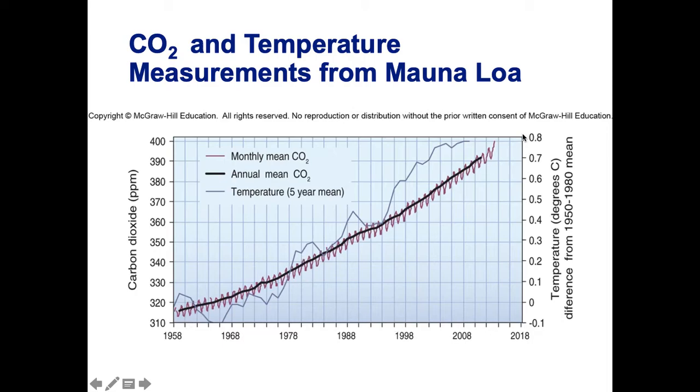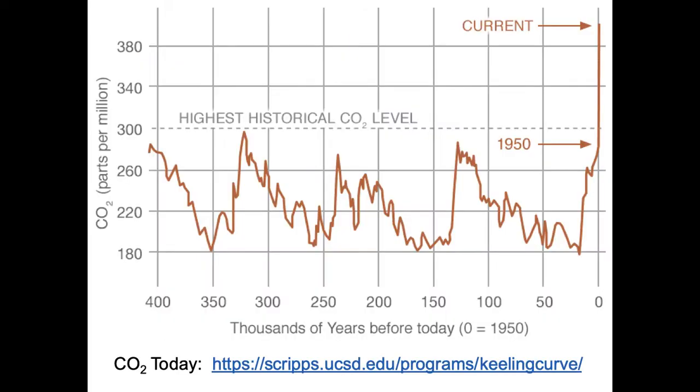What causes this upward trajectory is our burning of fossil fuels and our land use changes that destroy forests and change land use. So this puts the two together. From 400,000 years ago to about 1950, this data uses the Vostok ice curve. And then this part of the curve that shoots up today is the Mauna Loa data. So you can see we've gone way past the highest historical carbon dioxide level.